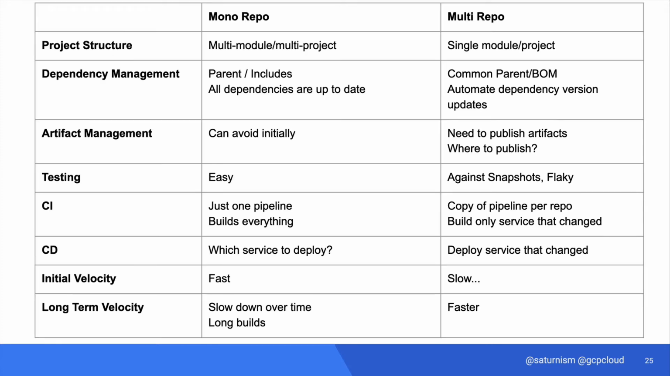For example, a monorepo is easier to get started. We only need to build a single CI/CD pipeline to start with. If there are common libraries to share, it's also much easier because it's all in the same project. The initial velocity of a monorepo is much faster. On the other hand, multi-repo has many benefits, especially when it comes to decoupling the services.